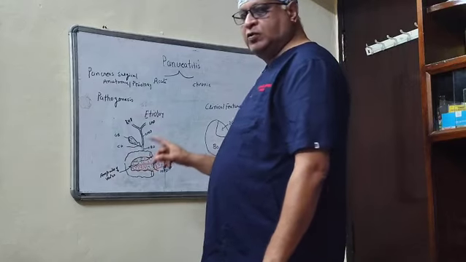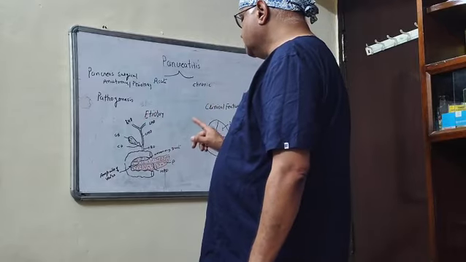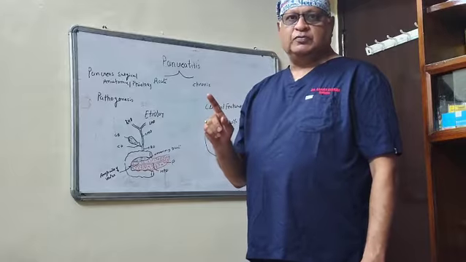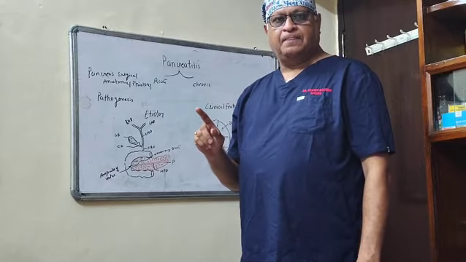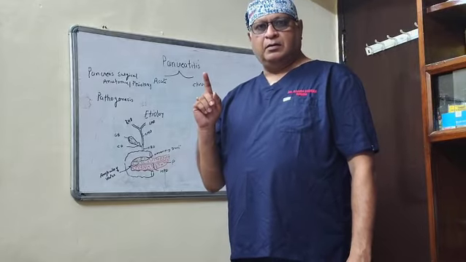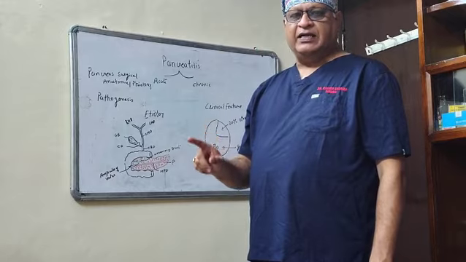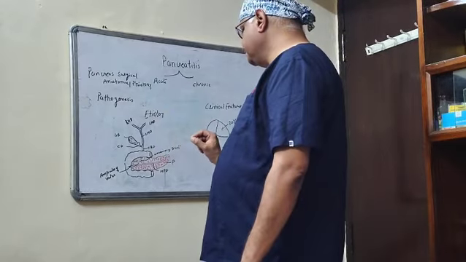Pancreas is an exocrine and endocrine gland. Pancreatic juice is the most irritant juice of the GIT. It has proteolytic enzymes, amylase, lipase, elastase, etc. Very important role in digestion.